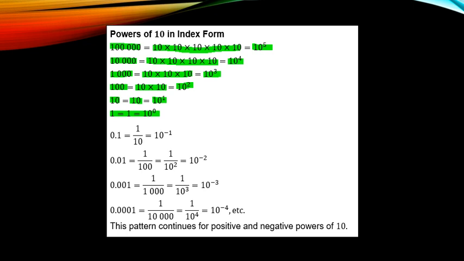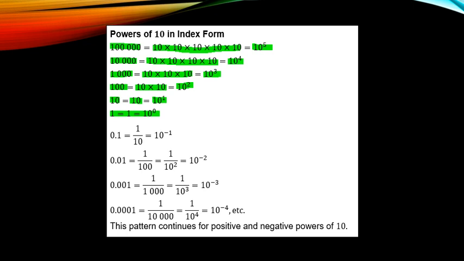We use 10 power 0 because we are considering powers of 10 in index form. And any base number raised to the power of 0 is always 1, as you will learn later in the laws of indices.